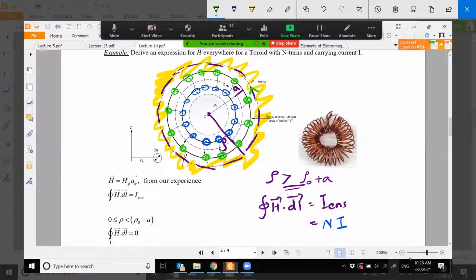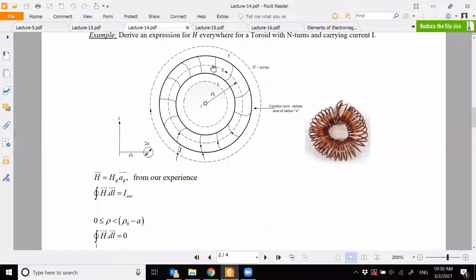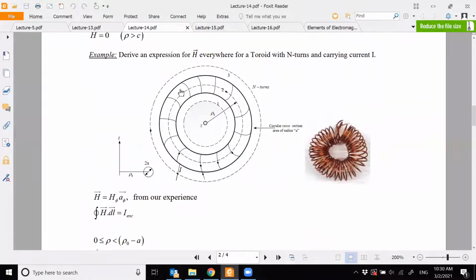And if this is the direction of my Amperian loop, then according to the right hand rule, the blue will take the positive value and the N going in will take the negative value. This is coming out, this is going in, and therefore it becomes 0. That means your H bar is also 0. So this tells us that the magnetic field is only inside this core region. Neither is it existing here, nor here.